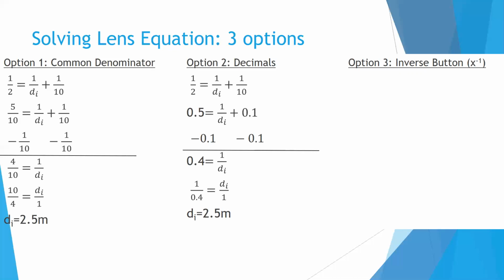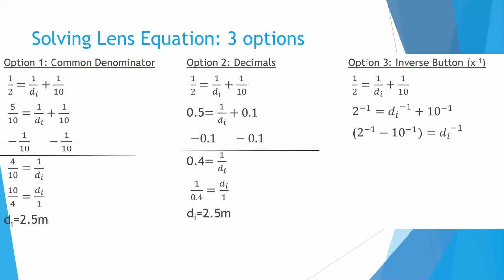Okay, so if you're going to put something in a denominator, that's called taking the inverse of it. 1 over a value is the inverse of that value. So 1/2 is the inverse of 2 and vice versa. So instead of 1/2 equals 1 over DI plus 1/10, we can do 2 inverse equals DI inverse plus 10 inverse. You don't want to put that into your calculator. You still have to solve for DI, so you move the 10 inverse to the other side, subtract that over. So 2 inverse minus 10 inverse equals DI inverse.